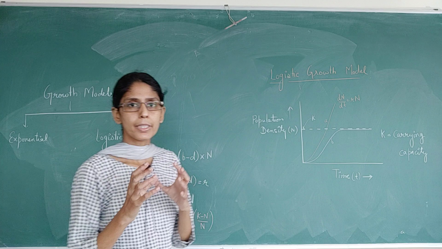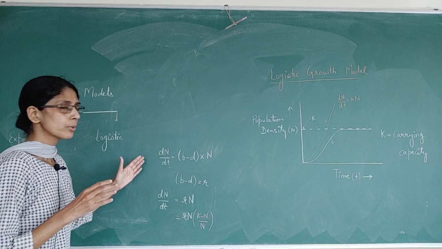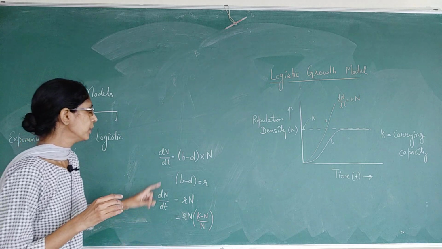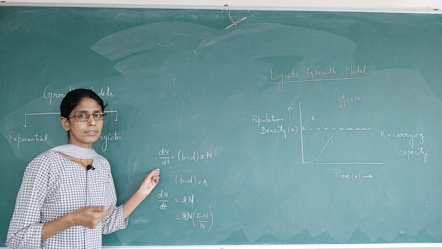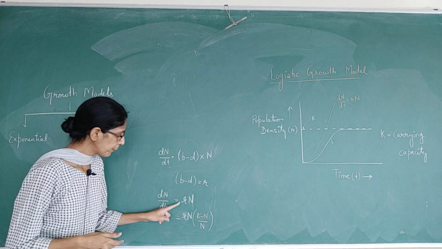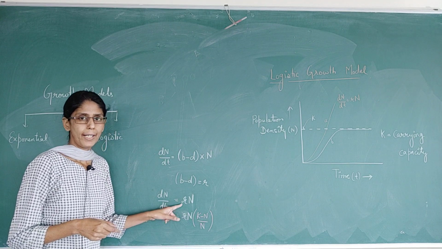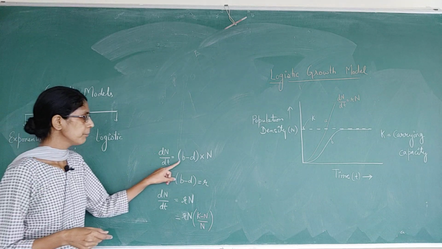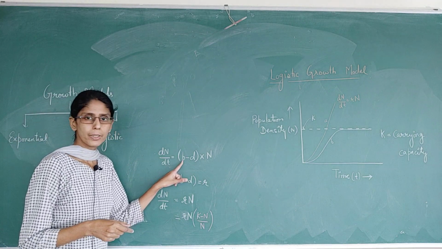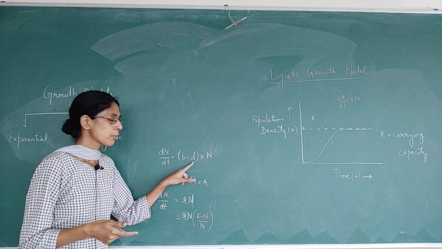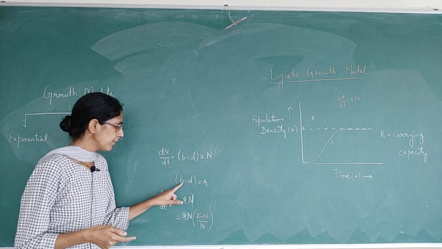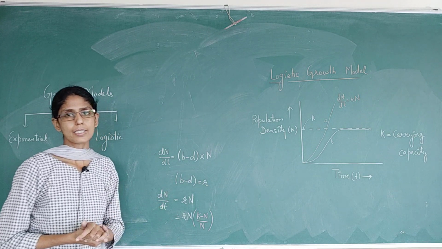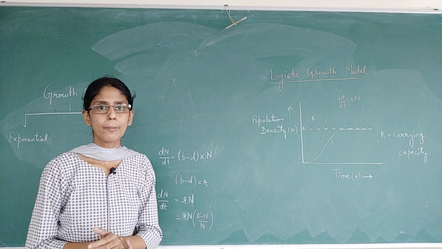So you can say this is a limiting factor, and if we have to find out the equation for the logistic growth model, we can derive it from the equation for the exponential growth model. Up to this, it is an equation for the exponential growth model, change in population density with respect to time. Here small b is birth rate, small d is death rate, and we can replace this value with r. R is the intrinsic rate of natural increase.